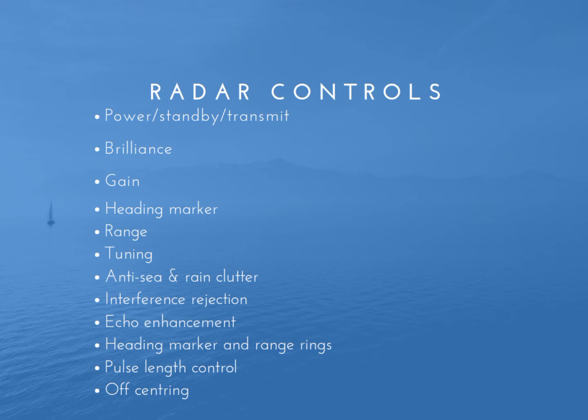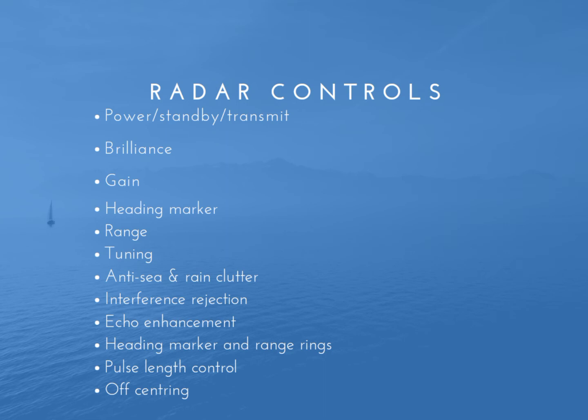Next is the anti-sea and rain clutter. The sea clutter control works by reducing the receiving gain for a few microseconds after each pulse is transmitted, then gradually restoring it to its former level. The rain clutter control will reduce the interference on the screen due to the rain and increase the chance of seeing targets within the rain shower.